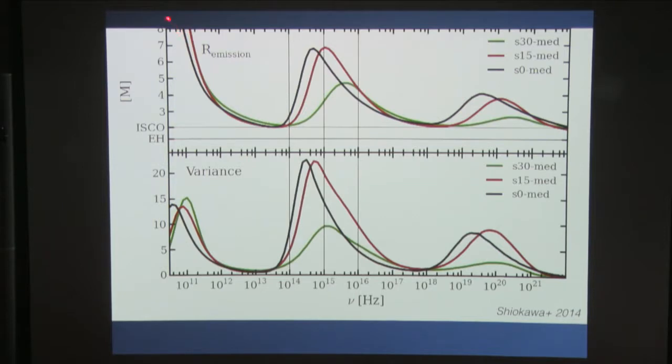And you can see that the radius of emission goes down as the frequency goes up. And 230 gigahertz is about here. So that's at about 8m. But as one goes into the infrared, one gets very close to the innermost stable circular orbit. And the same is true again for the X-ray, the Comptonized X-ray photons there. So those also arise very close to the event horizon.